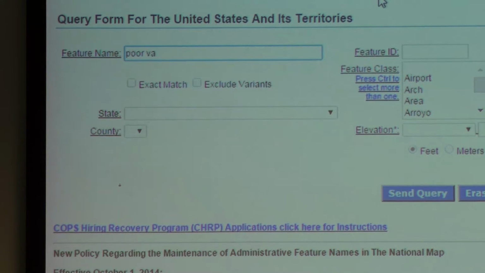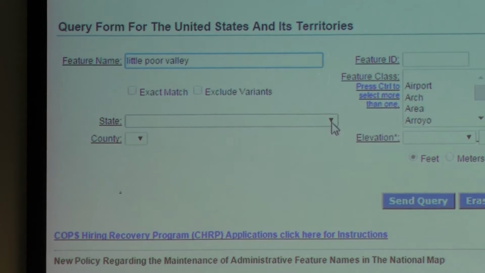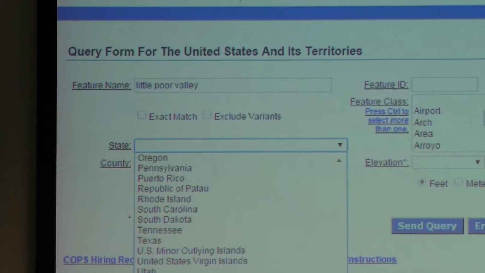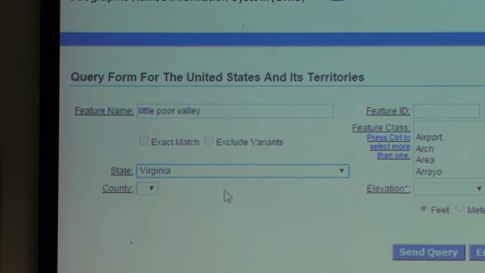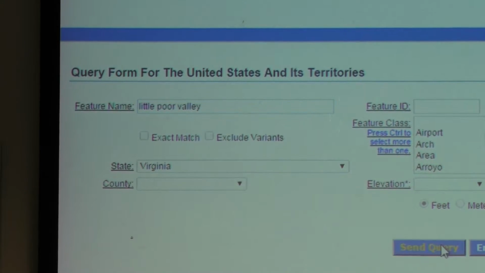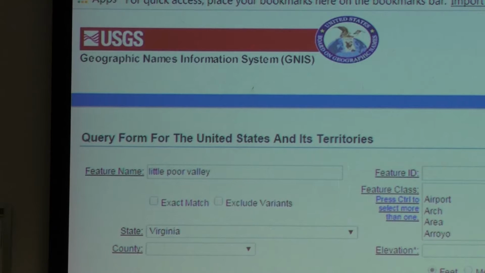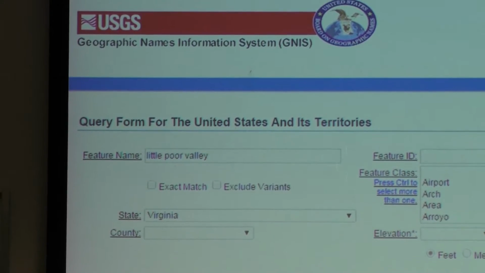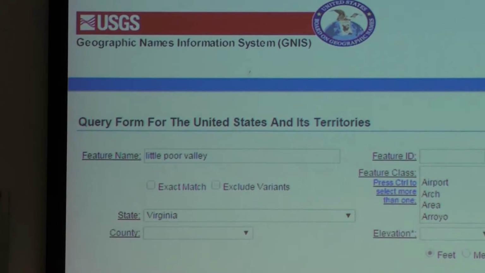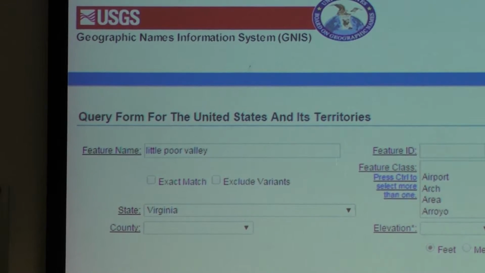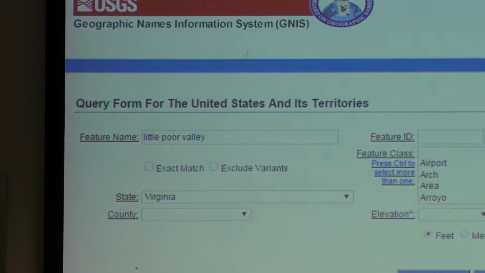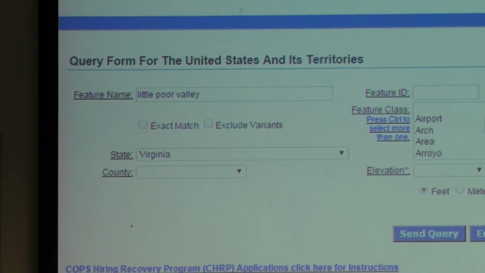Is it Poor? Little Poor Valley. Little Poor Valley, okay. And the state, we want to see if it's in Virginia. We don't have a county, so we're just going to look for it. Scott County? Oh, okay, well, we could, but we don't know that. We're going to look for it, it's going to come up anyway. Let's see if it does. Sometimes it takes a couple of minutes if you don't put in the county, because it has to search more.